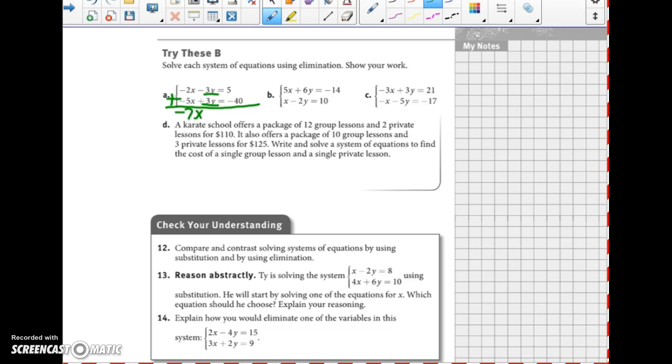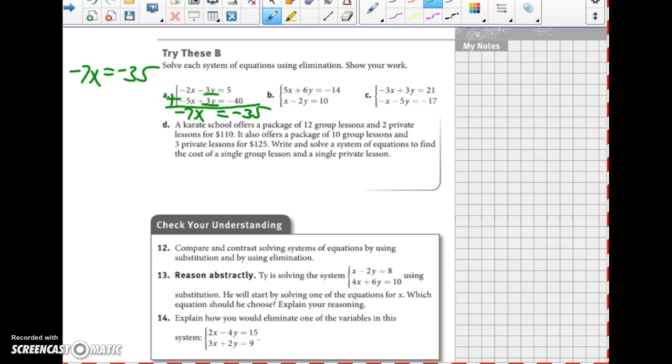Negative 7x. There's that. How much is negative 3y plus 3y? Nothing. They eliminate each other. They go away. How much is 5 plus negative 40? Negative 35. So look, negative 7x equals negative 35. Divide both sides by negative 7. How much does x equal?